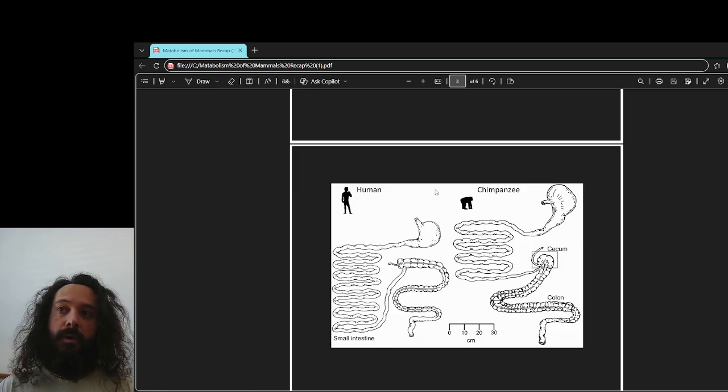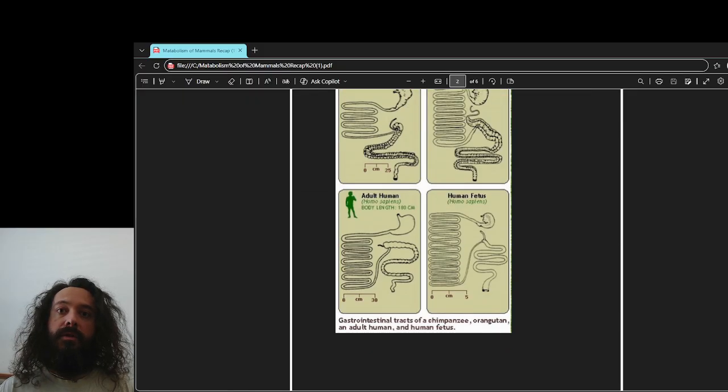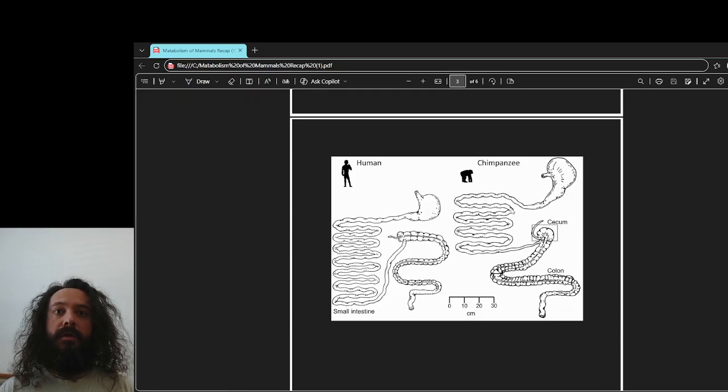And when we go back up to the cell walls, we see here that cell walls are very difficult to digest. And that's part of the reason why people are experiencing these appendix explosions.